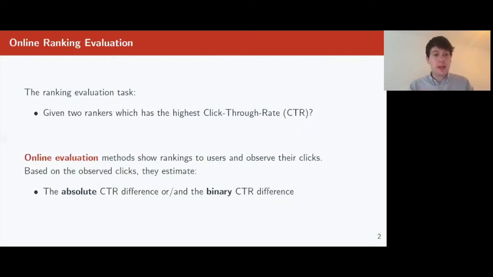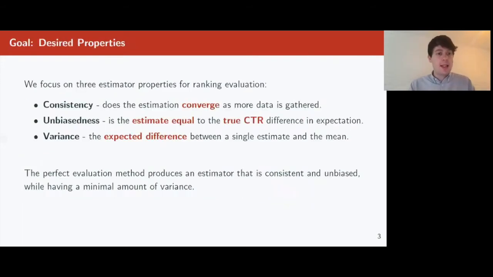Online evaluation methods are methods that show rankings to users, observe their clicks on these rankings, and based on these clicks, they estimate the absolute click-through rate difference, so how big is the difference in click-through rate between two systems, or the binary click-through rate difference, meaning which one gets the highest click-through rate of the two. And what we do here is we'll focus on three properties that these estimators or online methods can have.